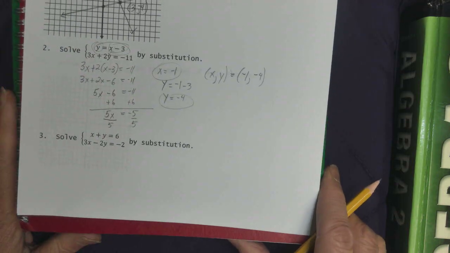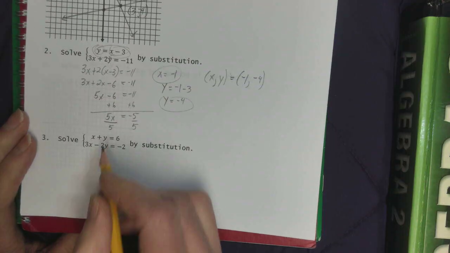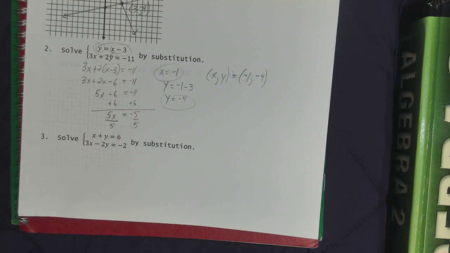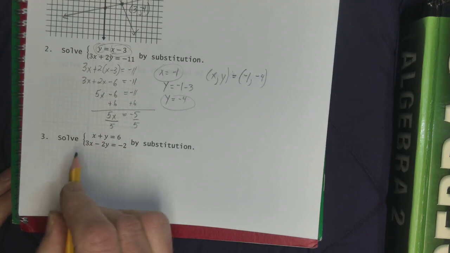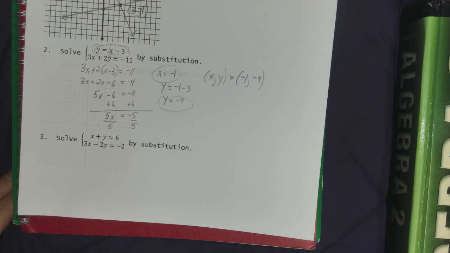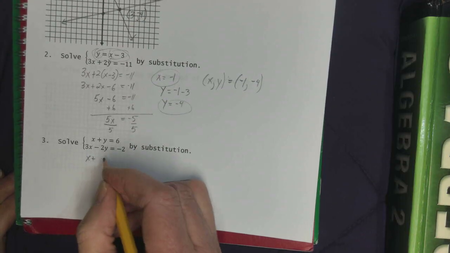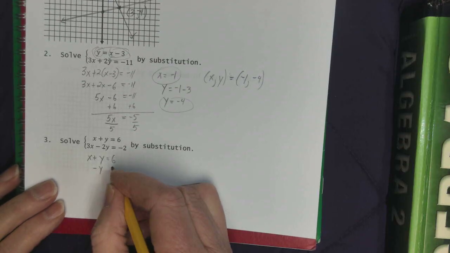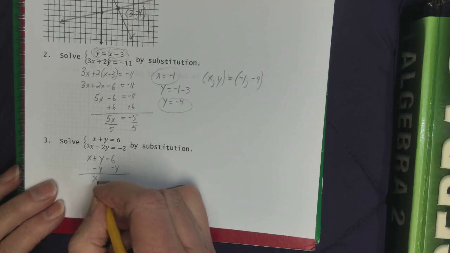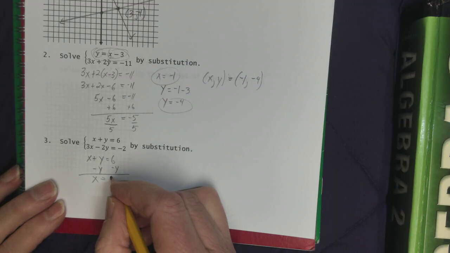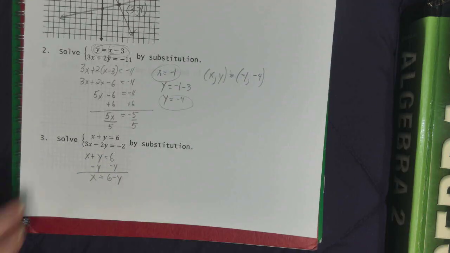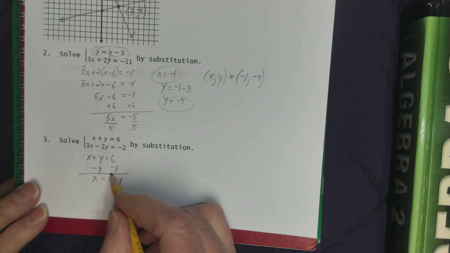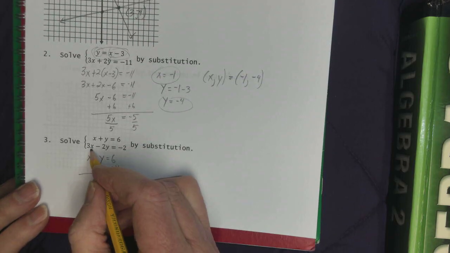Okay. Now, this one, we're using substitution again. This time, x and y, they're not by itself, but it would be easier to get one or the other by itself. I'm going to get x by itself this time, so I'm going to subtract y from both sides. Isolate one of the variables was our first rule. I'm going to write it as 6 minus y. So x is 6 minus y. And now I'm going to substitute 6 minus y in for that x there.